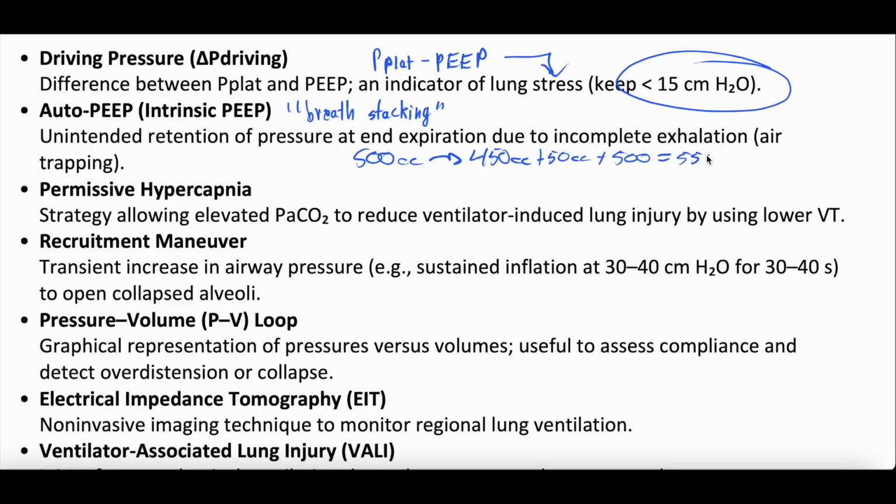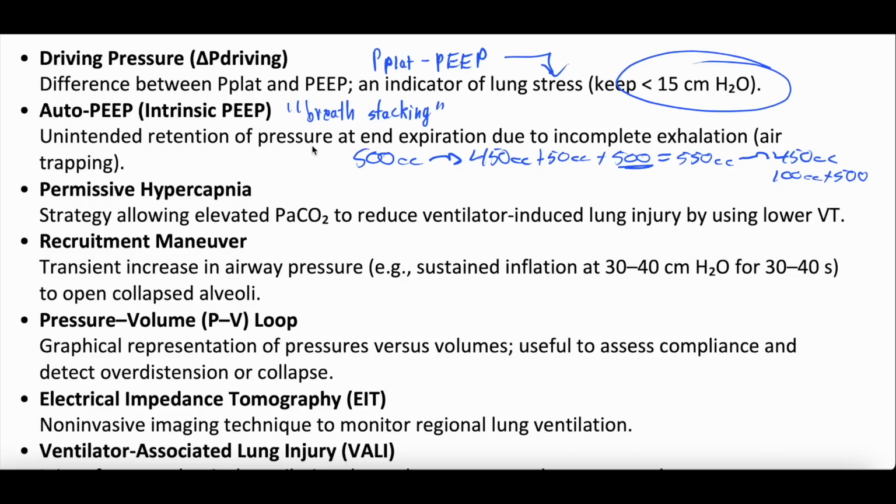So now they got 550 cc's, even though you only wanted them to get 500. They breathe out again. They can only breathe out 450 cc's. Now they have 100 cc's left in the lungs. Again, the ventilator gives them another 500, so on and so forth. So this is auto PEEP or breath stacking. We see this a lot in obstructive lung disease when patients need a lot more time to exhale.